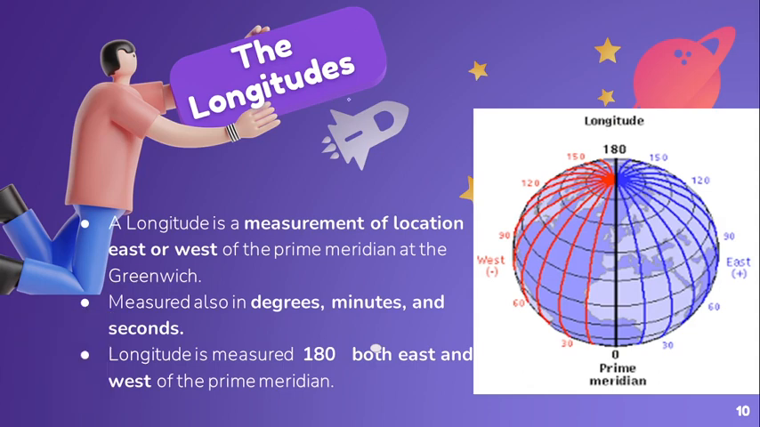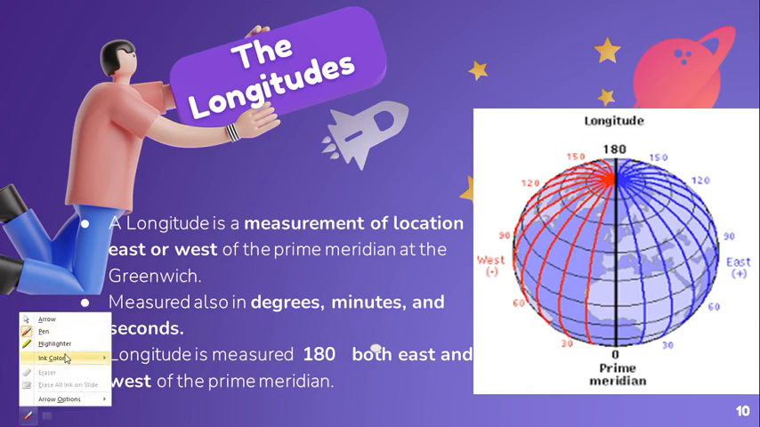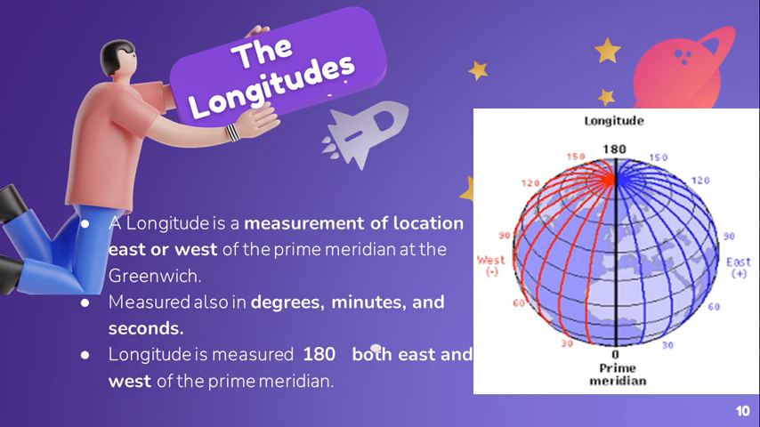Now let us learn about longitudes. So longitudes, right? A longitude, same definition. A longitude is a measurement of location, east or west from the prime meridian at Greenwich.